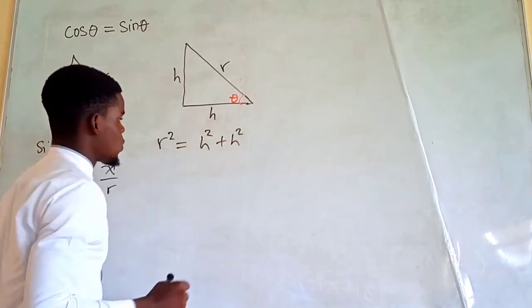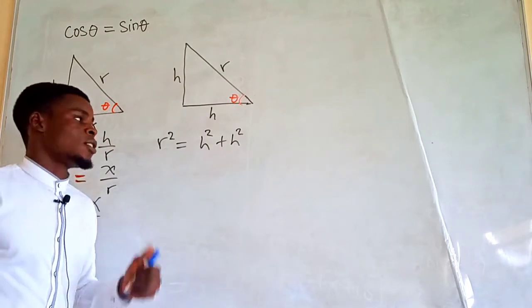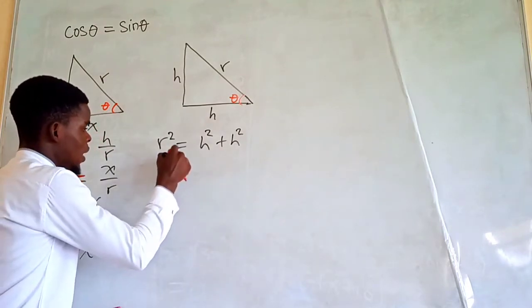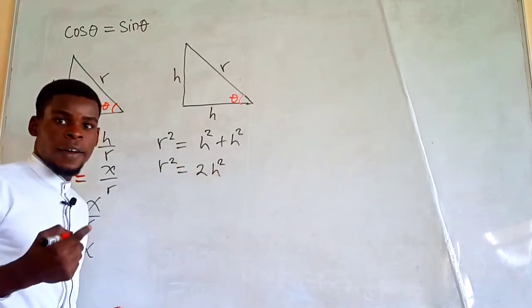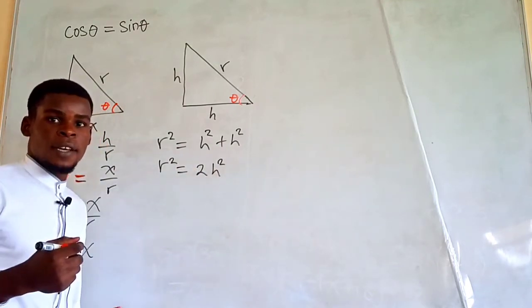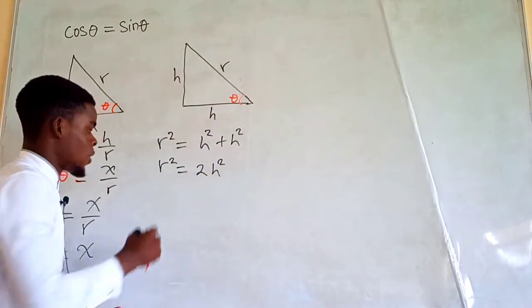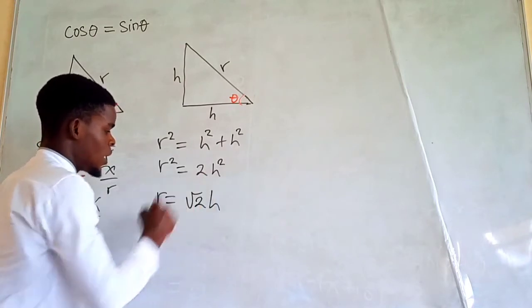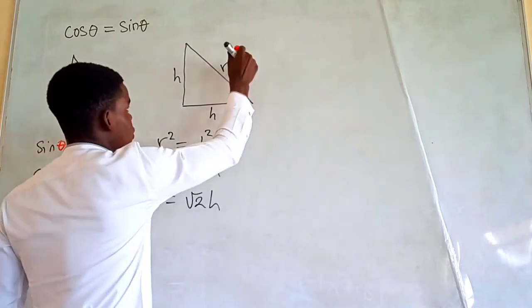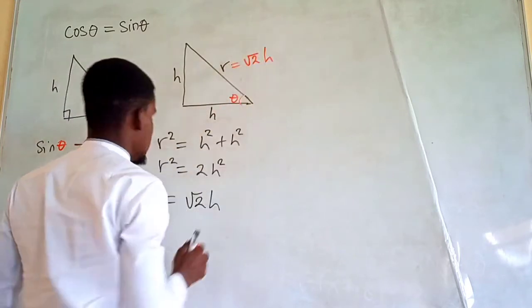It follows that we can try to get the hypotenuse in terms of h. Okay, so by just doing this, we will have that r squared is equal to 2h squared. So to get r, we need to take the square root of both sides, and you know that r is a length, so we're going to talk about only the positive square root, alright? So that means that r is going to become square root of 2 times h.